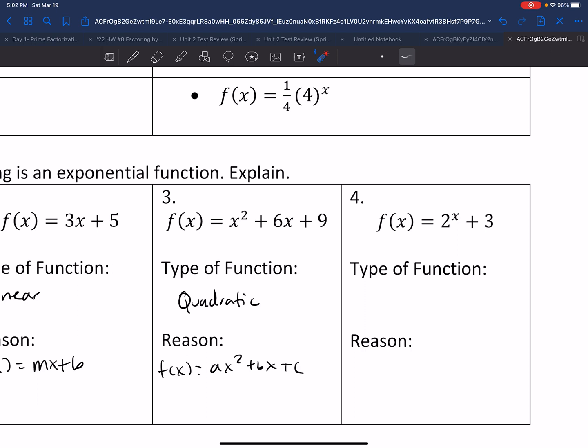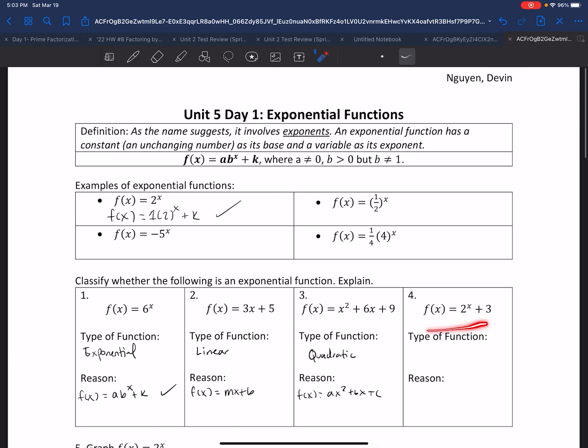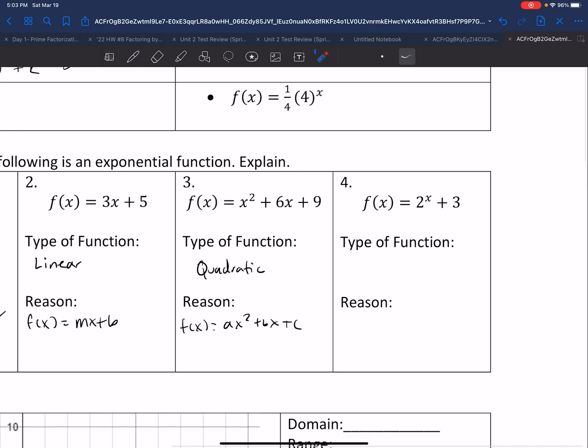Number 4, f of x is equal to 2 to the x power plus 3. Well, looking at this and comparing it to the formula over here, or to the original function of an exponential, well, you can see that they have the same format. So for sure, this is an exponential function, because it's in the form f of x is equal to a times b to the x plus k.